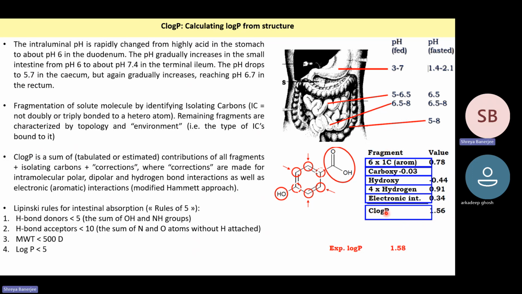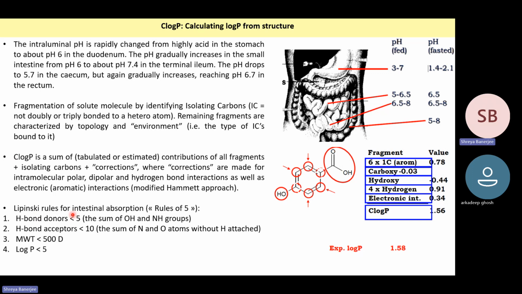We don't need to understand how mathematically this is coming. You can just remember clog P is a sum of the contribution of the isolating carbon atoms, then the different functional groups like carboxy, hydroxy, and also the different interactions like hydrogen bonding, electronic interactions, and so on. All this is accounted for in a term known as clog P.